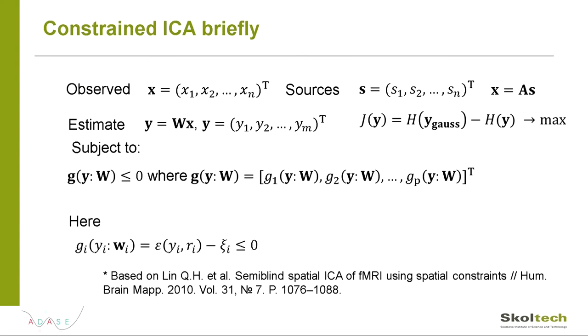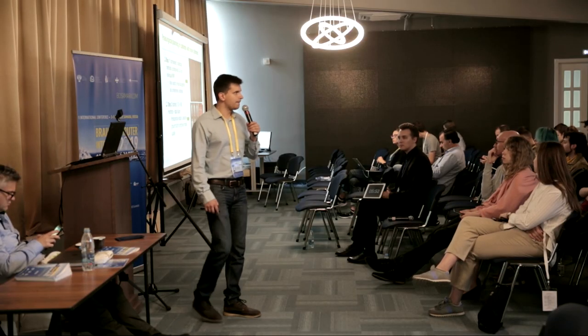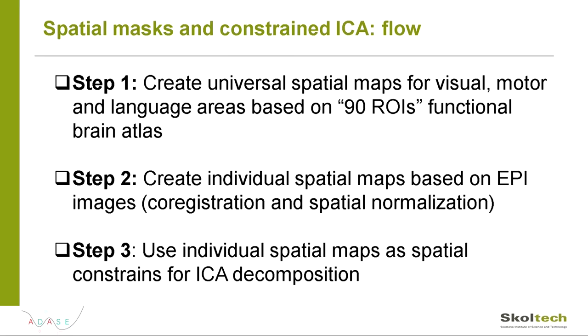I'll skip the details, but these constraints are taken as follows. We know that in healthy subjects, for example, language areas are located in Broca's and Wernicke's zones. We know that probably in a patient with lesions, these areas could move somewhere, but we know the preliminary location in normal people. So we can create universal spatial maps for discovered zones based on normal functional anatomy. Then we can adjust this atlas to individual anatomy, and use these individual spatial maps as spatial constraints for the ICA decomposition task. This doesn't require any machine learning activity or much data. It is a purely statistical approach to finding areas based on prior knowledge of areas' location.